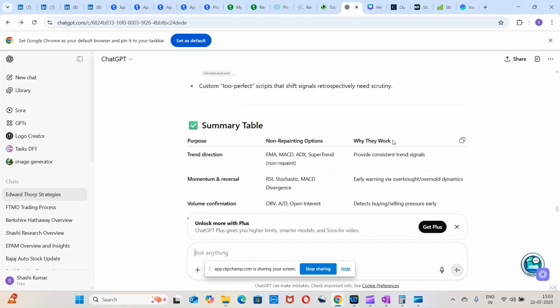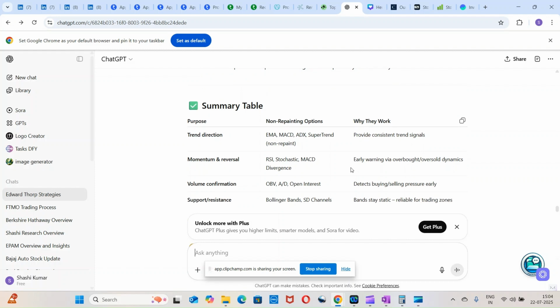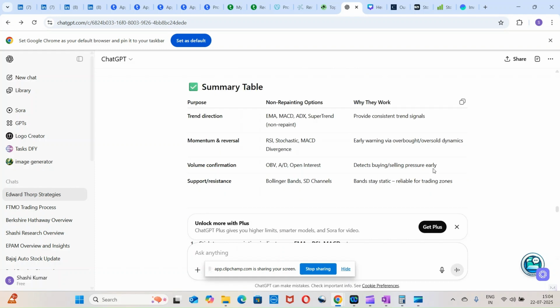So all in all, the summary is: for trend direction, the non-repainting options are EMA, MACD divergence, ADX, and SuperTrend. They don't repaint and provide consistent trend signals. For momentum and reversal, RSI, stochastic, and MACD divergence give early warning via overbought and oversold dynamics. For volume confirmation, OBV, accumulation distribution, and open interest give you buying and selling pressure early. For support and resistance, Bollinger Bands and SD channels stay static and are reliable for trading zones.